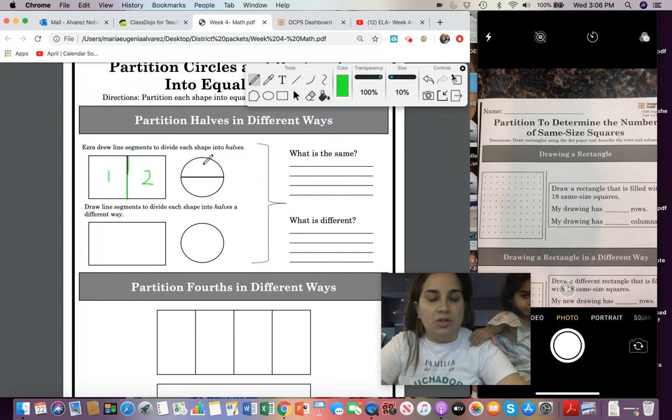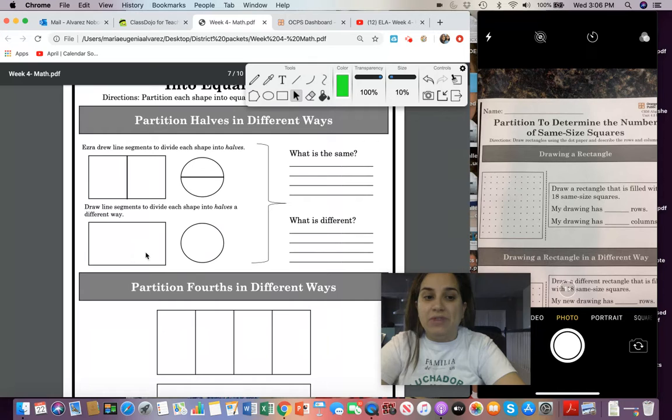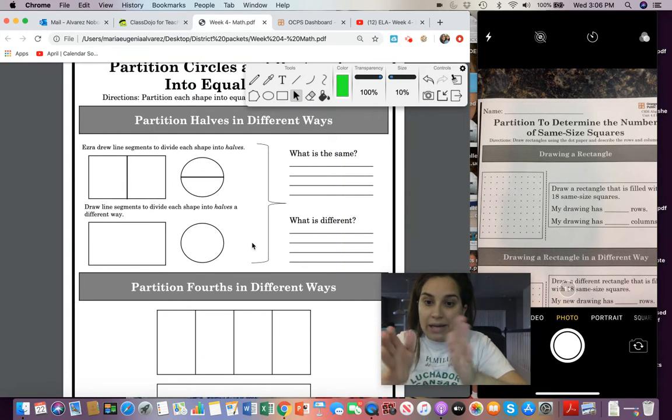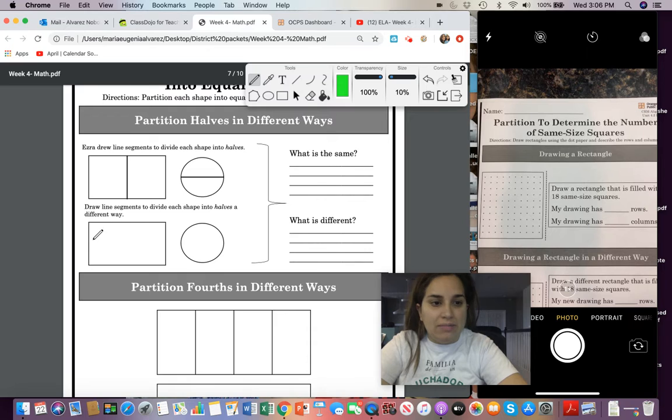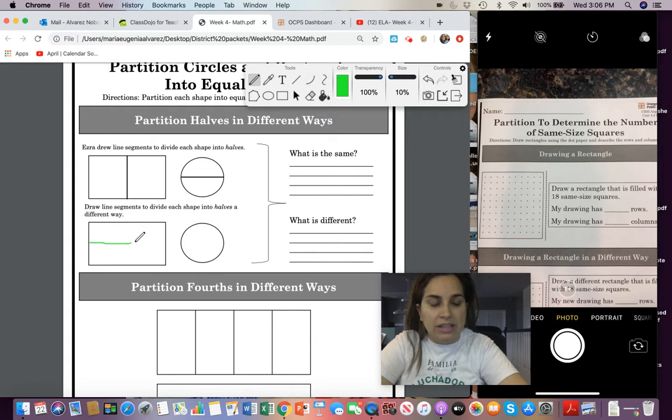And she also divided or partitioned a circle right here. And both these parts are also 2 equal or the same size. So they're divided into halves. And your job was to divide this rectangle and this circle into halves as well, same equal sizes, just in a different way. So if you already did that, it might have looked like this.